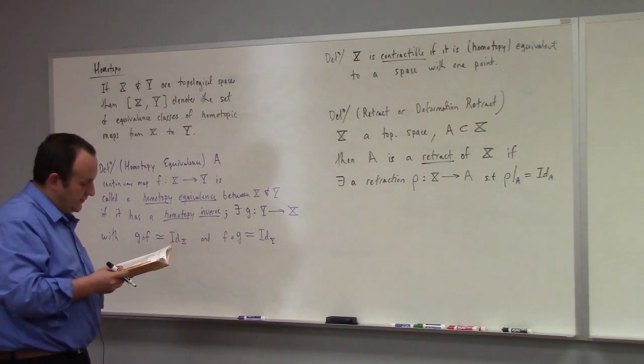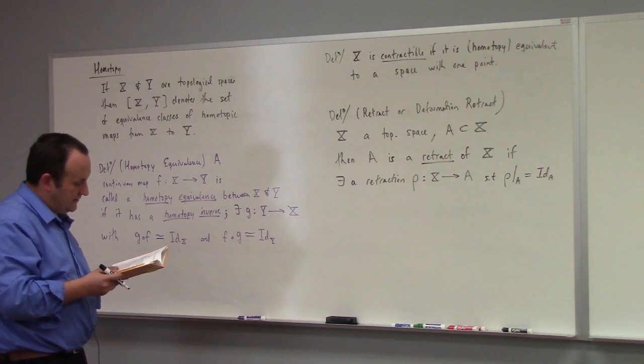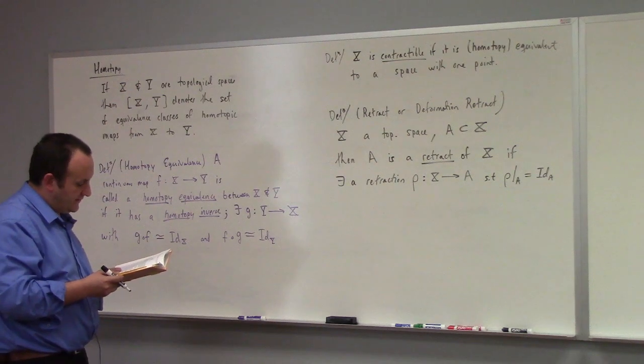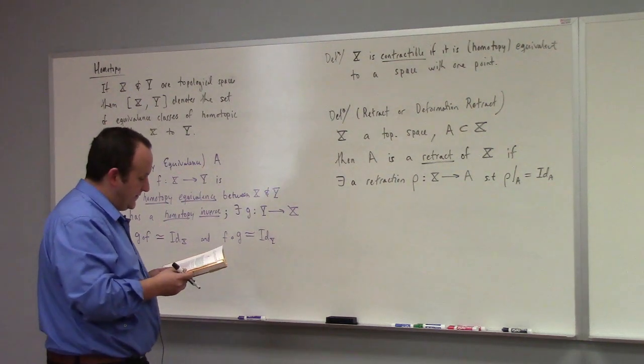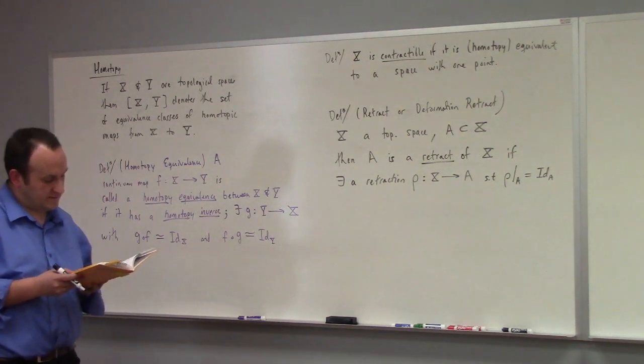Furthermore, he says, if rho is also homotopic to the identity as a map from X into X, then rho is called a deformation retraction, and A is correspondingly a deformation retract.